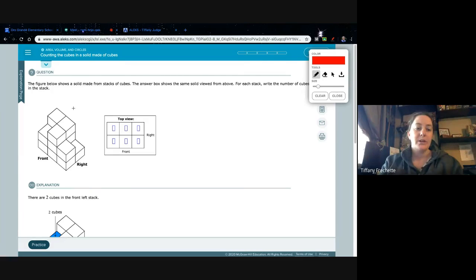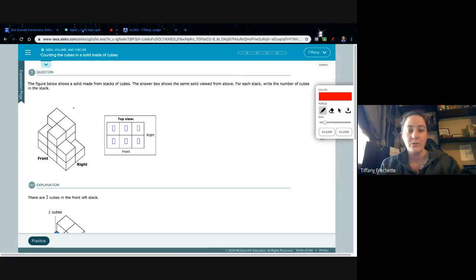So what we're going to do in this one is, the figure below shows a solid made from stacks of cubes. The answer box shows the same solid viewed from above. For each stack, write the number of cubes in each stack.